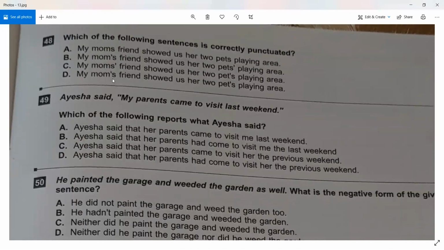Continue reading. Two pets. When you have a single pet's playing area, you have apostrophe S. When it is two, that means plural apostrophe. This is how you narrow down when punctuation-based questions are given to you.